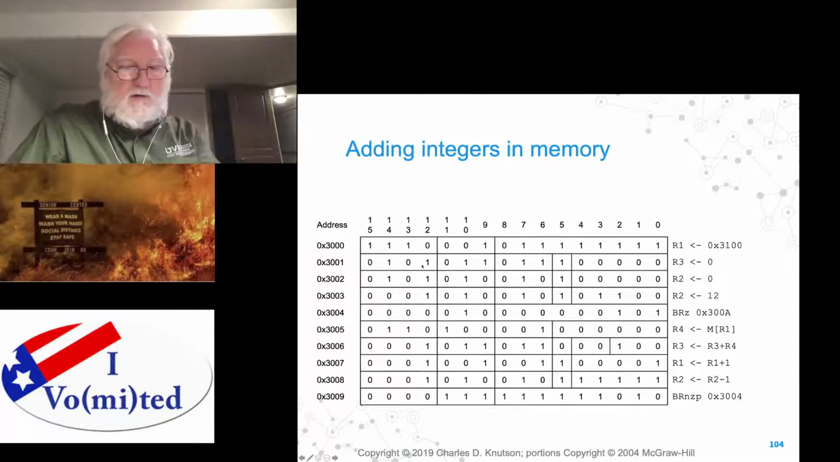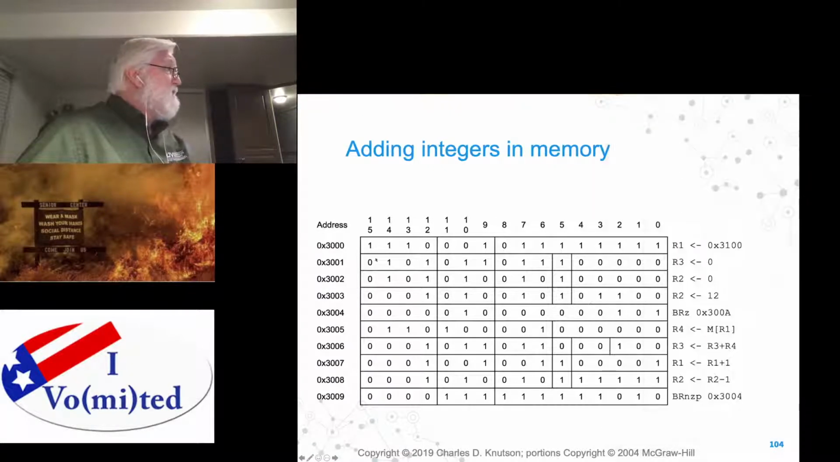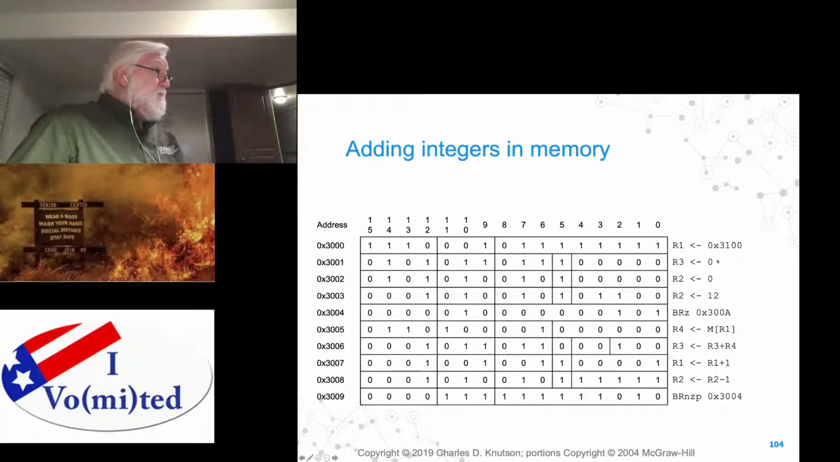Let's go 0101. That's an AND, right on. 0101, that's an AND. We're going to take the contents of register 3. Immediate value, we're going to AND it with a 0. So, which means that'll just become 0. And we're going to put that result back into register 3. Boom. So we cleared register 3.